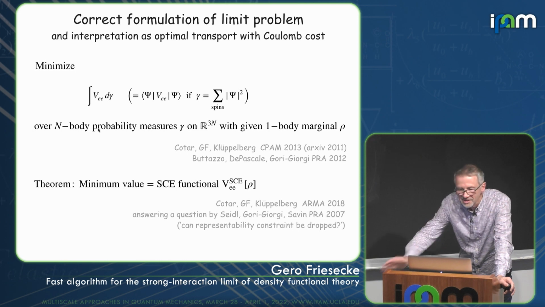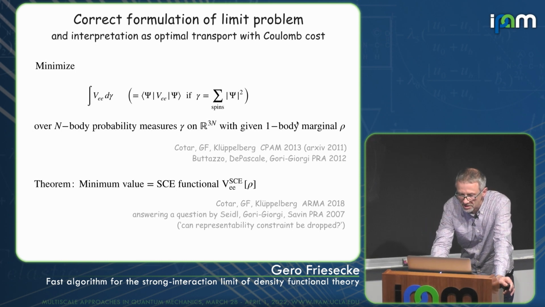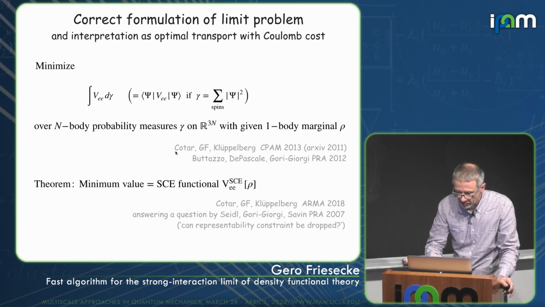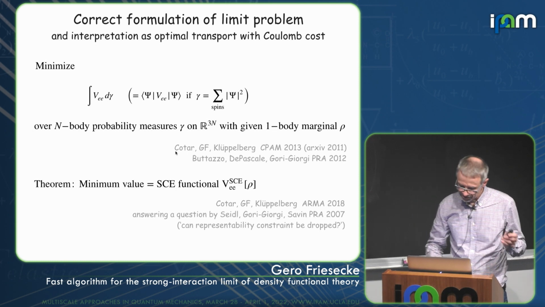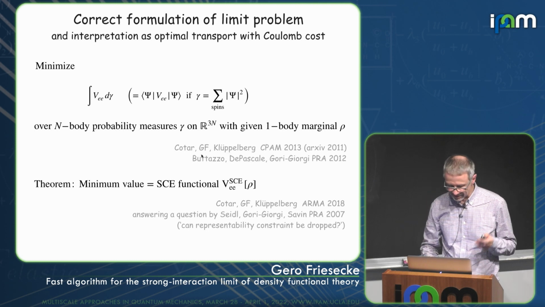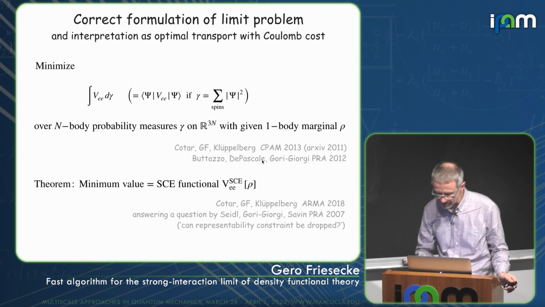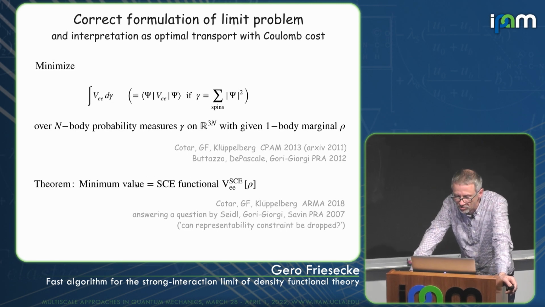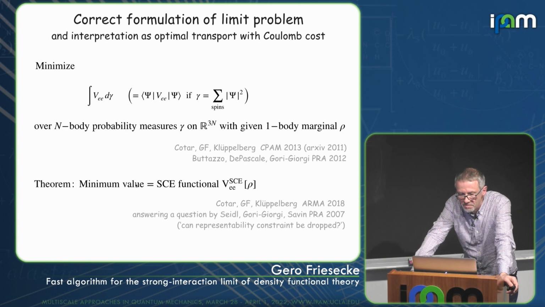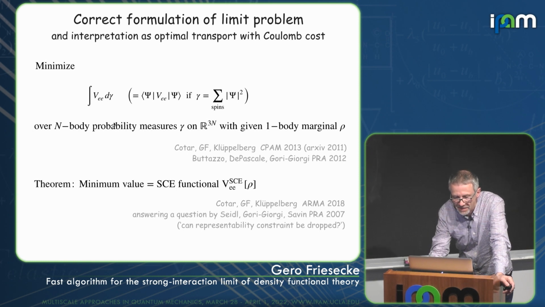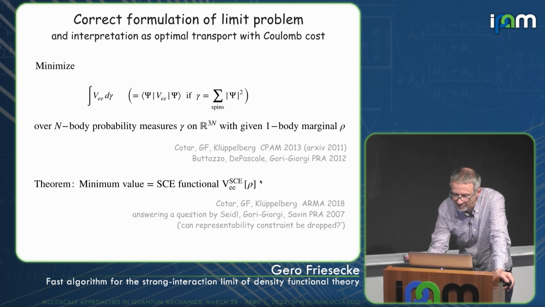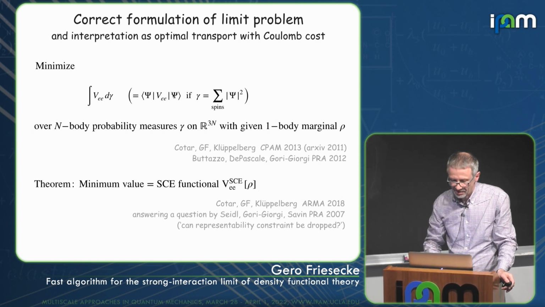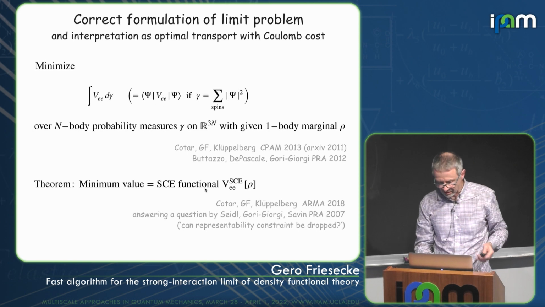You need to extend the setting to n-body probability measures with given one-body marginal. This was introduced independently by Buttazzo, De Pascale, and Gori-Giorgi, and by Cotar, Friesecke, and Klüppelberg. And then there is a theorem that we proved. It took us a while to prove this. The minimum value of this over these n-body probability measures is still the SCE functional. It's the same as taking the infimum over the square integrable wave functions.